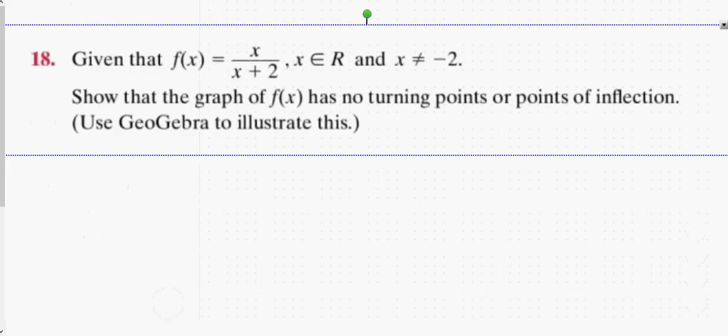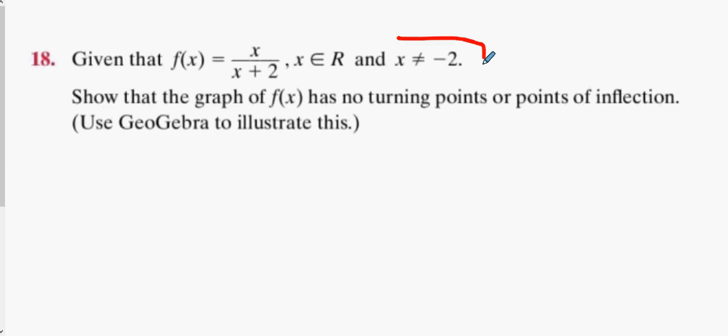Why is x not allowed to be -2? Why isn't x allowed to be -2, lads? What's -2 plus 2? Can't have 0 on the bottom. That's why it's not defined there.